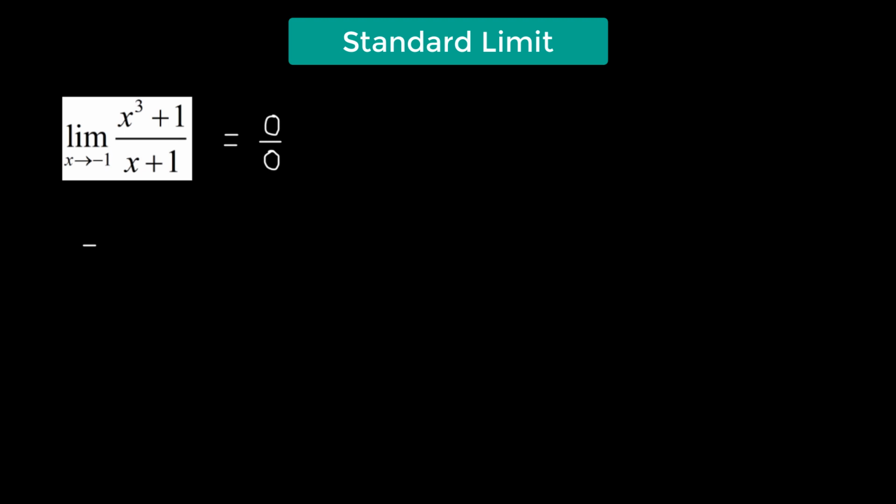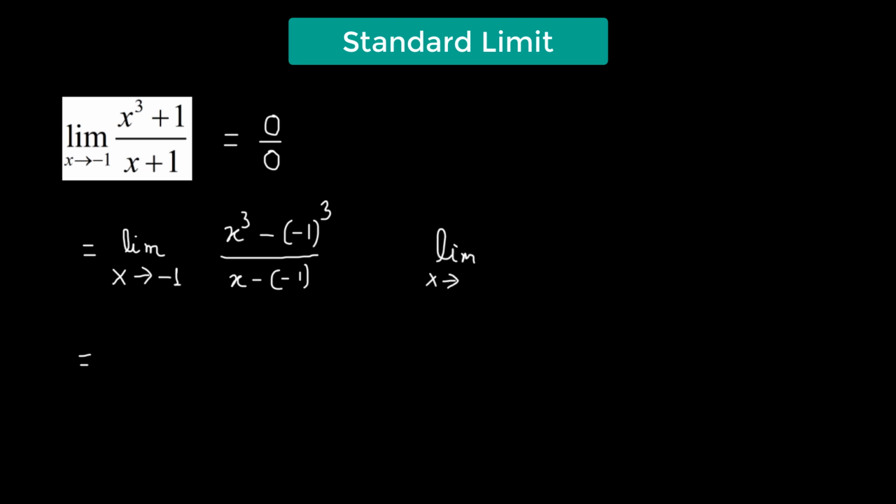So we can rewrite our rational function as limit x approaching negative 1 of x cubed minus negative 1 cubed divided by x minus negative 1. Negative 1 cubed is going to give us a negative 1, which when multiplied by minus is going to give us a positive 1. This has been done so that we have the standard limit form, which is limit x going to a of x raised to the power of n minus a raised to the power of n divided by x minus a, which gives us n times a raised to the power of n minus 1.